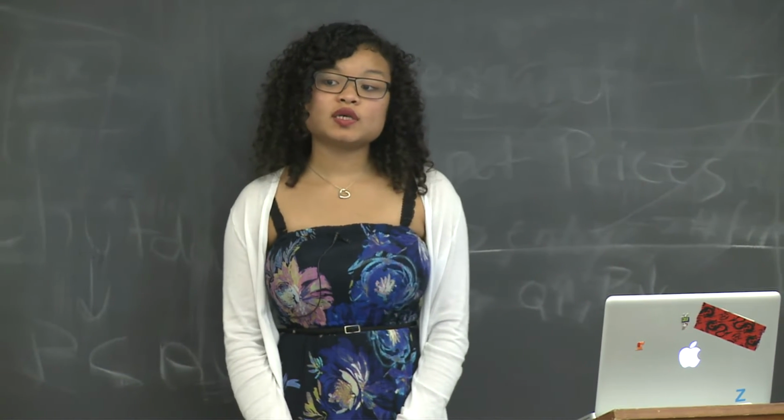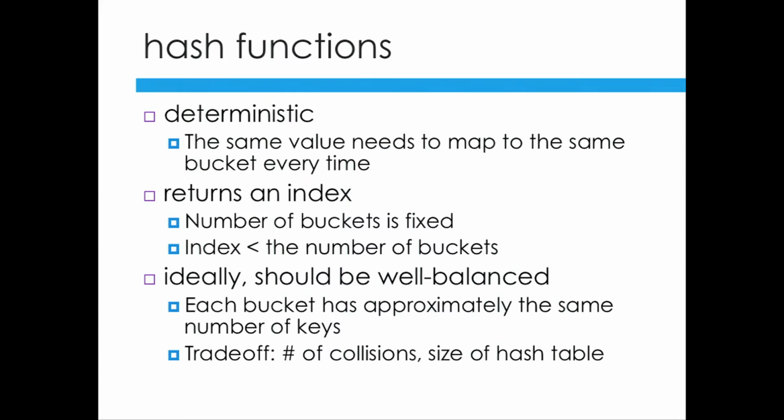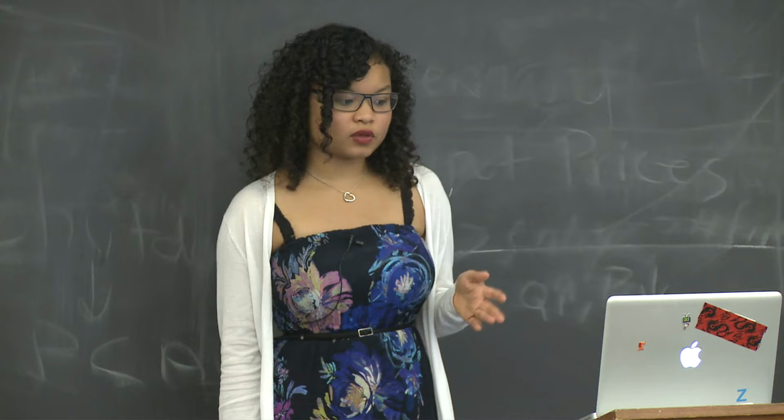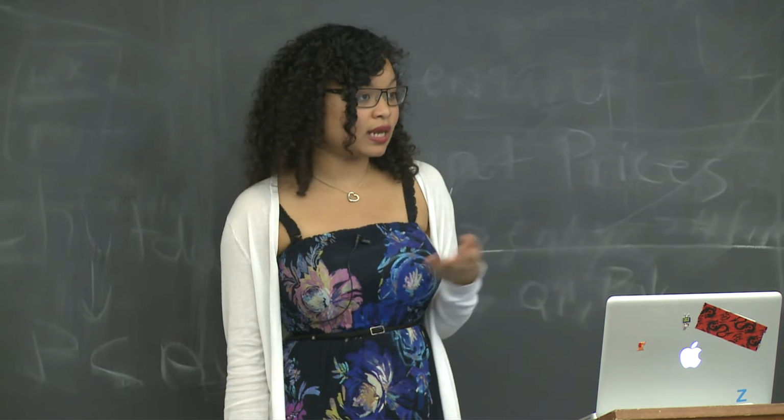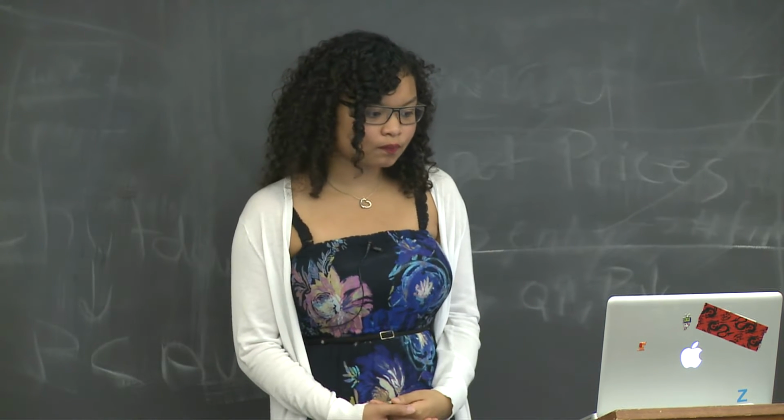One essential property of hash functions is that they're deterministic. That means that whenever you hash the number 2, it should always return the same bucket. Every single value that goes into the hash function, if repeated, has to get the same index. Your hash function returns the index of the array where that value belongs. As I mentioned before, the number of buckets is fixed, so the index that you return has to be less than the number of buckets, but greater than or equal to 0.